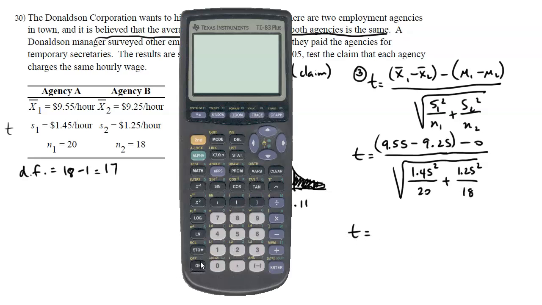Let's put all that in here, and we'll do the purely calculator approach next. Don't fret. So 9.55 minus 9.25, divided by the square root of 1.45 squared divided by 20 plus 1.25 squared divided by 18. So my t value is 0.68.